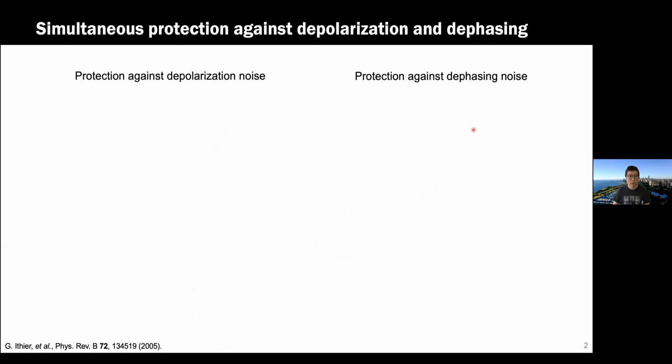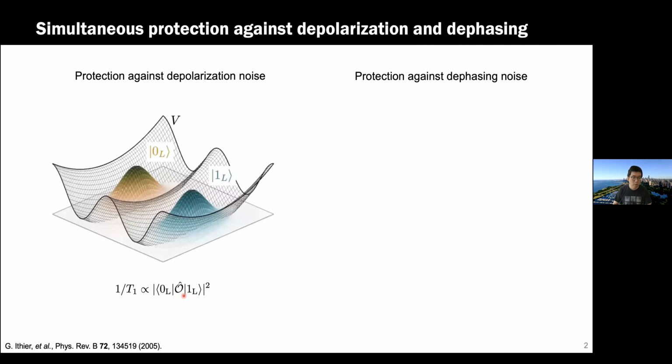To reach this goal, we need a qubit that is protected simultaneously against depolarization and dephasing noise. The depolarization noise can be characterized by Fermi's golden rule, where the depolarization rate is proportional to this matrix element, where 0, 1 are your qubit logical states, and O is the qubit operator that couples to the noise. If the wave functions of the two logical states live in different parts of the Hilbert space, or we say they have disjoint support, then you would expect this matrix element to be exponentially small, and therefore give you a relatively long T1.